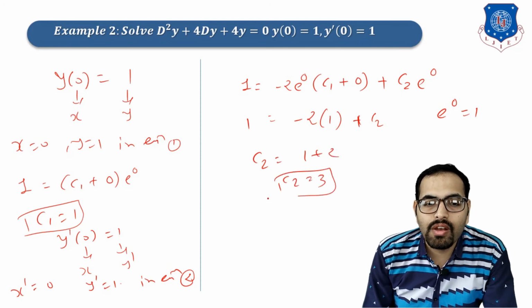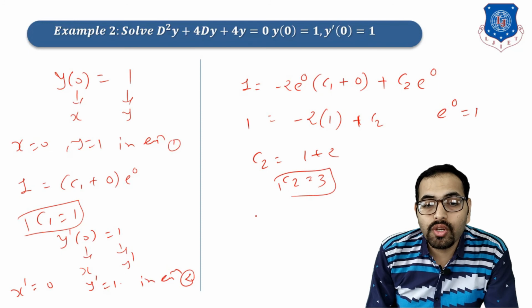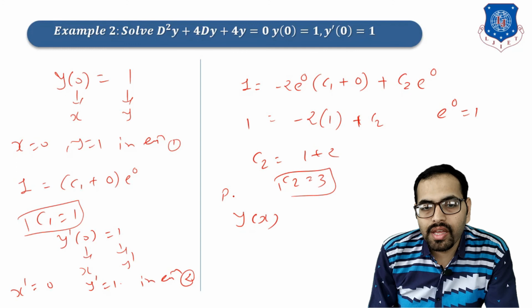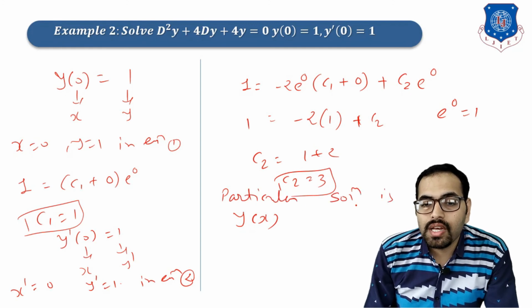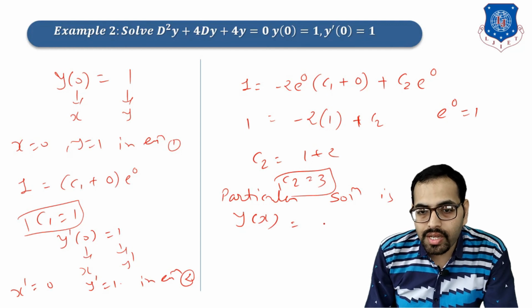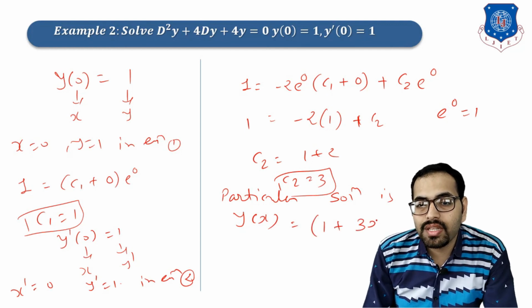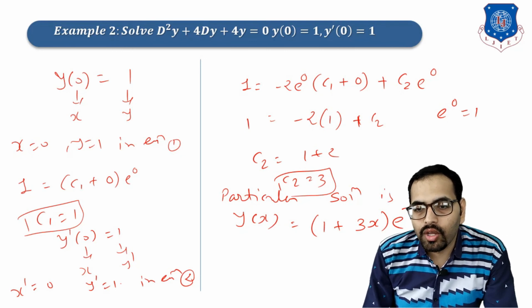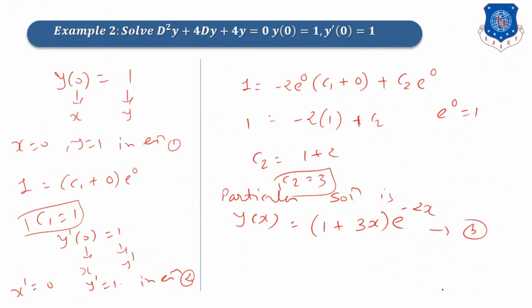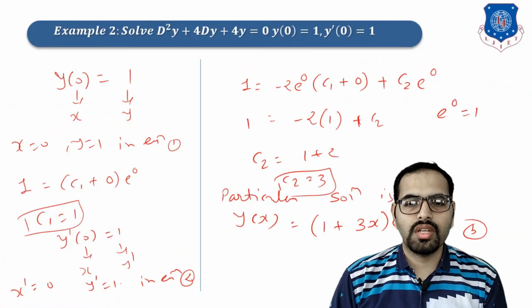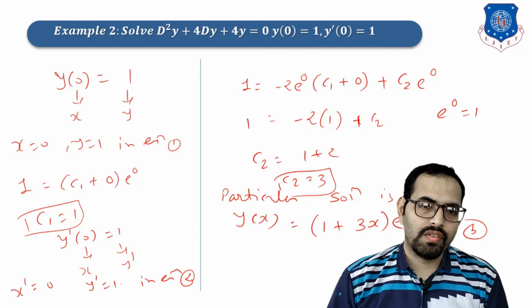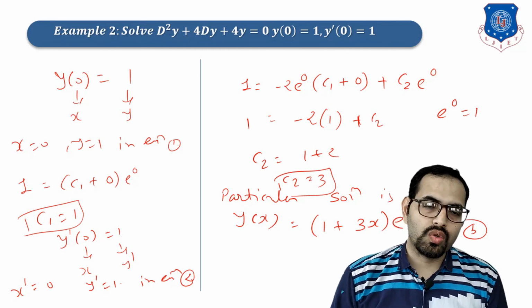Now we have found the values of c1 and c2, which we substitute in our general solution to get the particular solution. The particular solution is y(x) = (c1 + c2 x) e^(-2x), that is (1 + 3x) e^(-2x). This is our particular solution. This is all about the topic of homogeneous linear differential equations of case 1 and case 2.